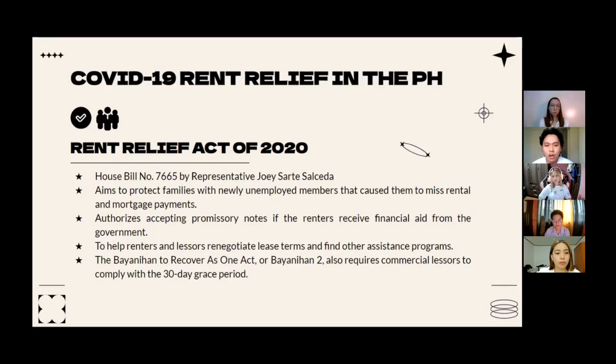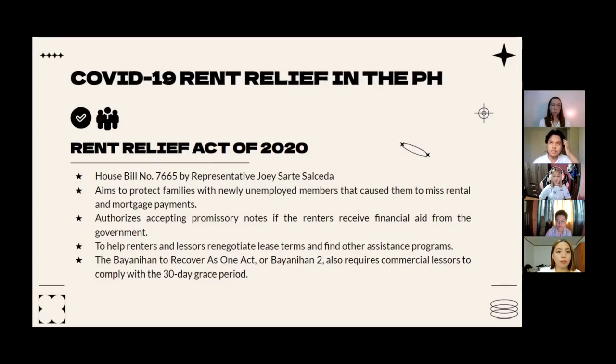The law actually includes a 3-month eviction moratorium to allow renters and landlords to renegotiate rental agreements. Also, this bill authorizes accepting promissory notes if the renters receive financial aid from the government, and the rent obligation will be transferred into a loan to avoid eviction.